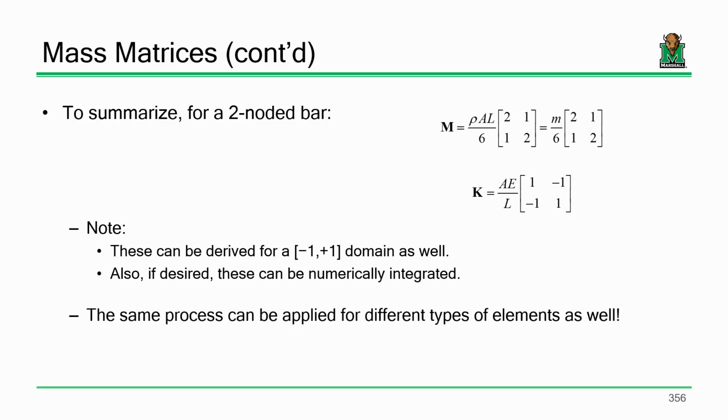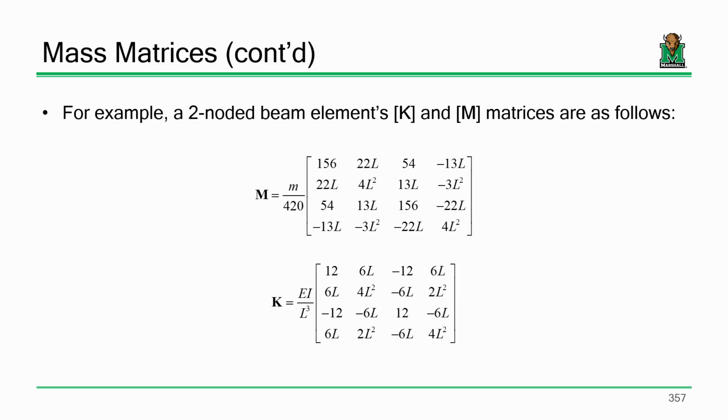So here's for a two-noded bar. We already knew what the stiffness matrix was. Now we know what the mass matrix is. Remember, just like we did last time, you can convert that to a -1 to +1 domain. You could also numerically integrate it, all that jazz. I also decided to go ahead and just give you the mass matrix and stiffness matrix for a beam, okay? Instead of making you do all that, there's not really any point. It's just business as usual, all right? Here's the mass matrix. You all should be familiar with the stiffness matrix and so on and so forth. Everybody all right with that?